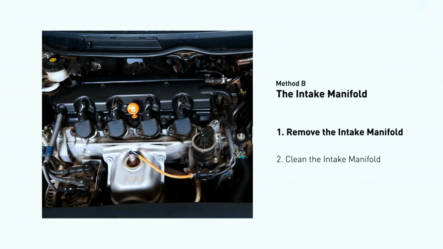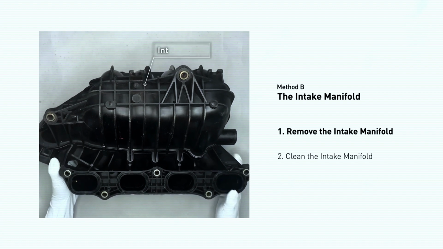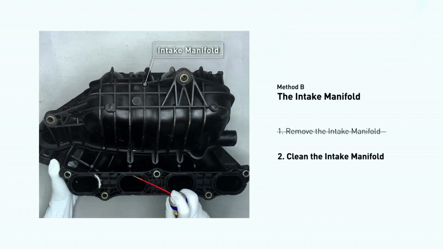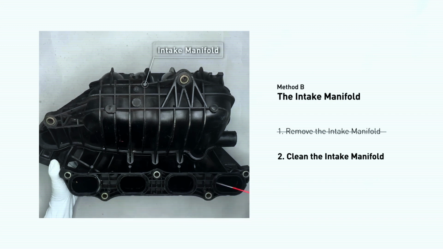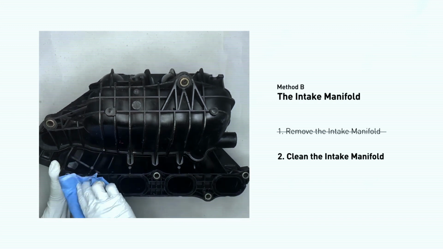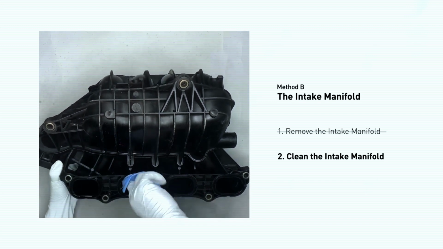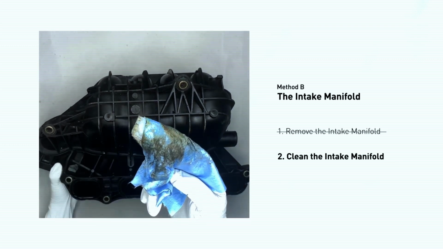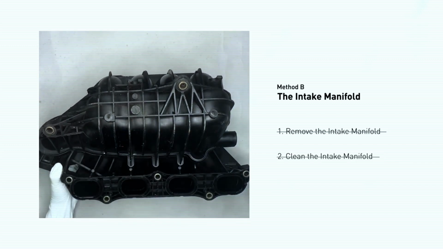Method B, the intake manifold. The intake manifold sits on top of the engine and plays a key role in the combustion process. First, carefully remove the intake manifold from the engine. Use the WD-40 cleaner to clean up the crud inside the intake manifold, and wipe it well to make sure all the carbon buildup is now removed. Reinstall the intake manifold back after the cleaned intake manifold is dried.